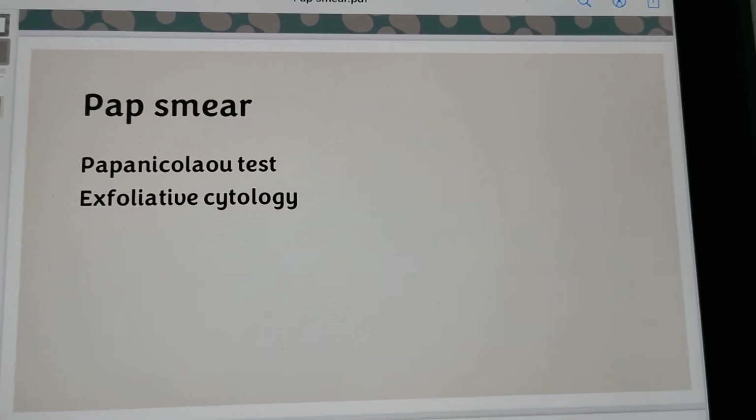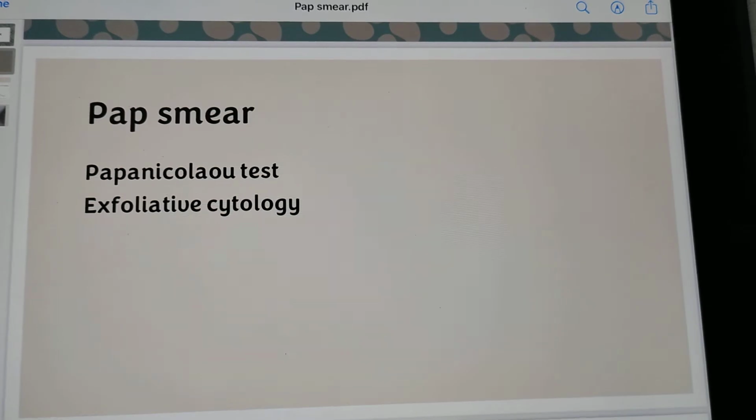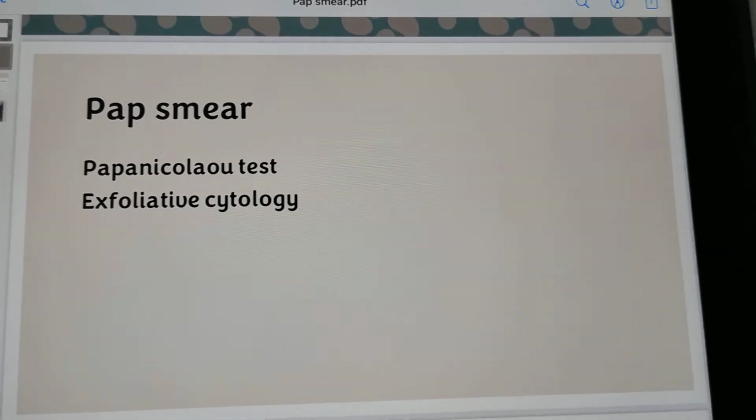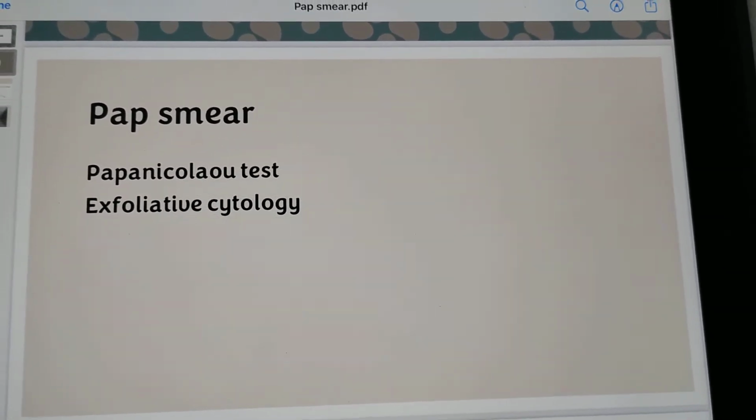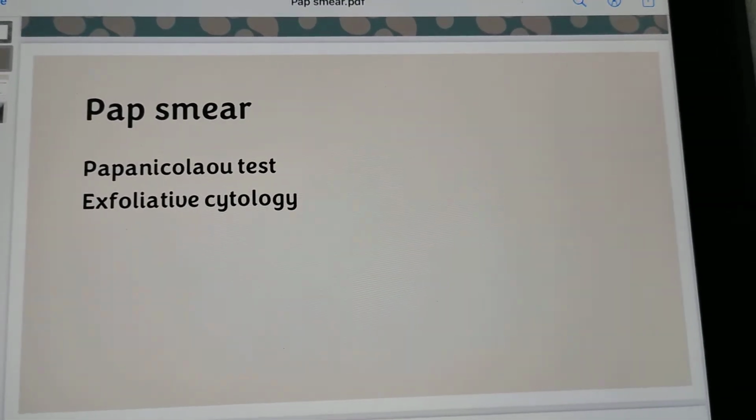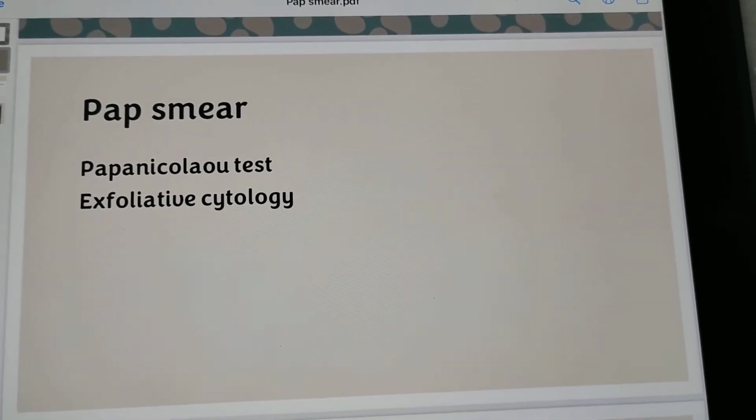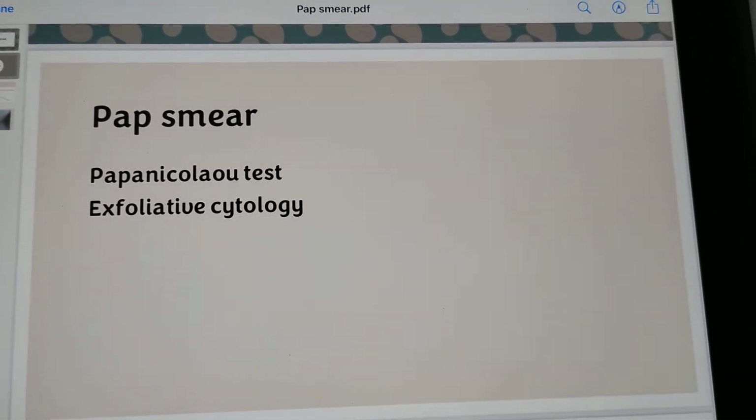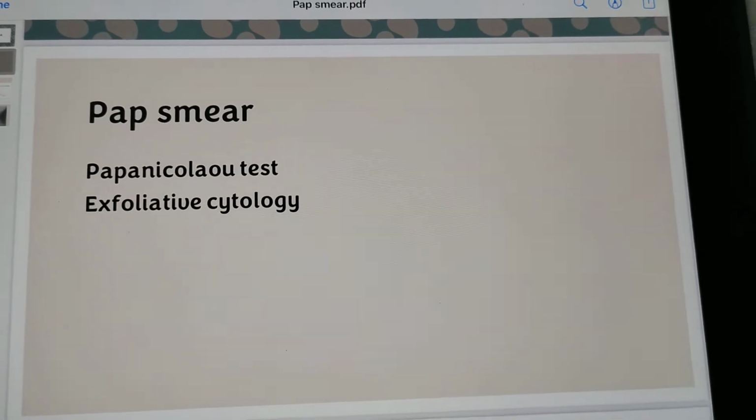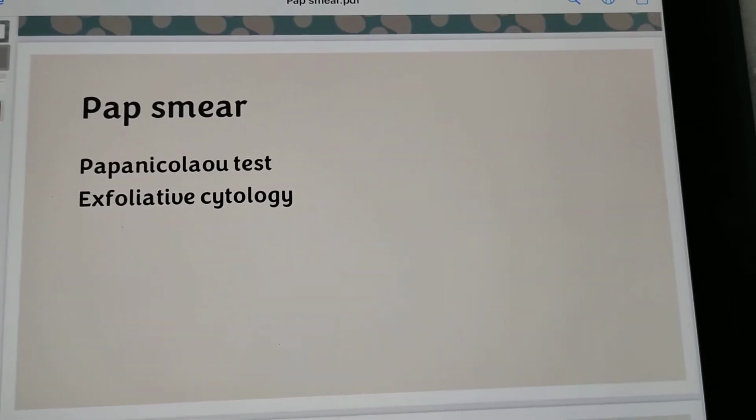Now what is the prerequisite? For a Pap smear, the patient should not have intercourse or touch for 24 hours before the Pap test. The best time to do a Pap smear is around ovulation. Ovulation, we know, is at 12 to 14 days. So around ovulation you can do it, but any other time can also be done. So this is the prerequisite.